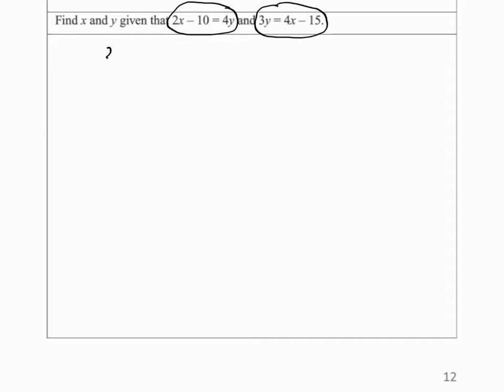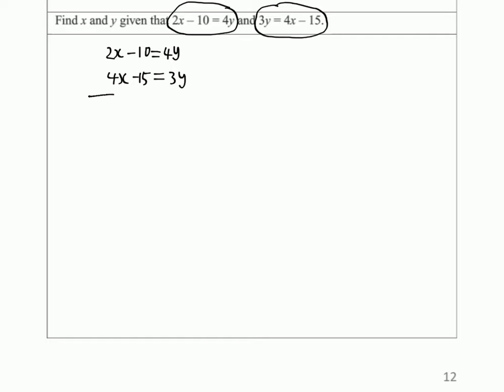Let's write this down. So we've got 2x minus 10 equals 4y. And the second is 3y equals 4x minus 15. How about if I reorganize this slightly so that the y goes on this side and the 4x minus 15 goes on this side. You can see then I have now arranged my x in one column, numbers in one column, y in one column. As long as the like terms are in the correct column, it doesn't really matter whether they're on the left side or the right side of the equation.